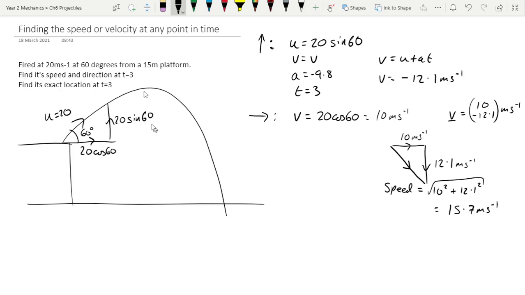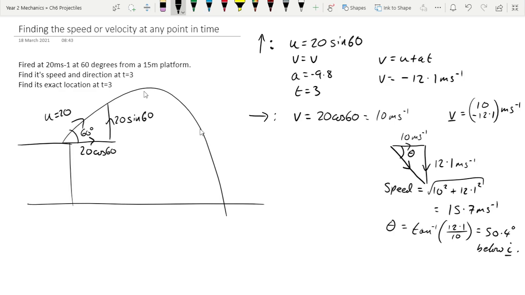We should also work out its direction. So obviously it's on the downwards bit, but we could work out what angle it's moving. So we could find this angle in here. So theta would be inverse tan of opposite over adjacent. So that'd be 12.1 over 10. So inverse tan of 12.1 over 10, 50.4 degrees. Now I would describe that as 50.4 degrees below the horizontal.